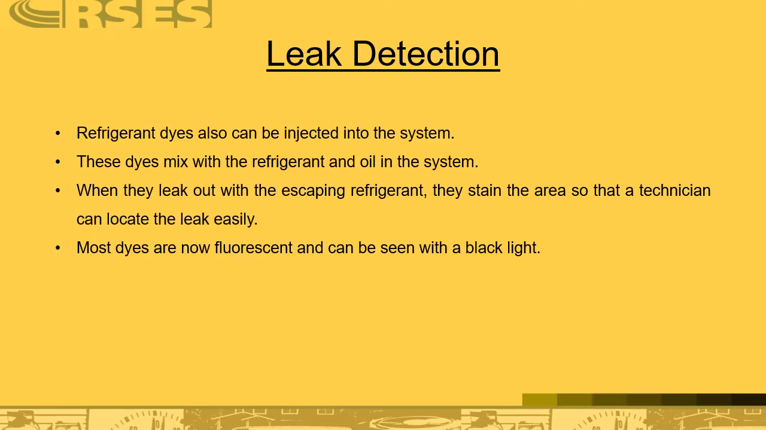Refrigerant dyes can also be injected into the system. I talked about that previously. These dyes mix with refrigerant and oil in the system. When they leak out with the escaping refrigerant, they stain the area so that the technician can easily locate them using infrared lighting. Most dyes are now fluorescent and can be seen with a black light. They work very well.